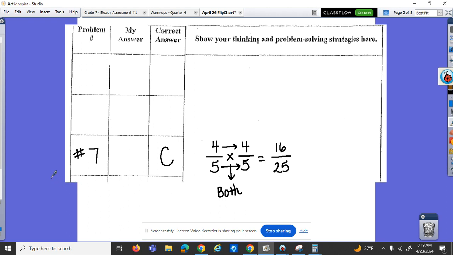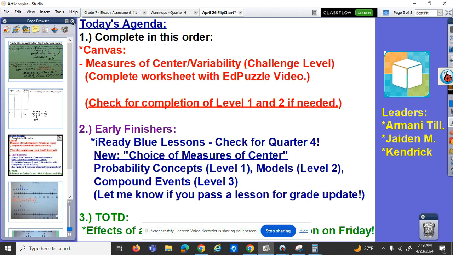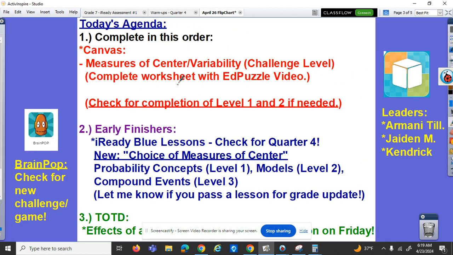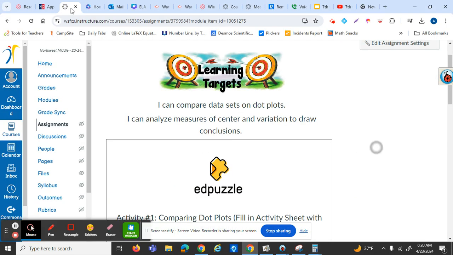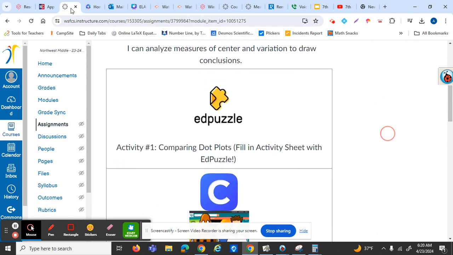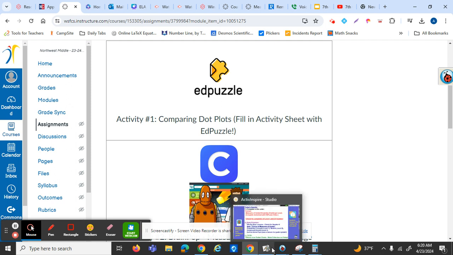All right, let's talk about your instructions for today. Okay, remember I'm just up the hall, so I may be popping in on you to see how you're doing. Your instructions for today are to do the next level of our measures of center and variability. You have in your Canvas an Ed puzzle, and that Ed puzzle has a worksheet that goes with it. This is a longer Ed puzzle, so you need to make sure that you're filling in the worksheet as you go through the Ed puzzle, and I'll be asking for you to turn in that worksheet today.